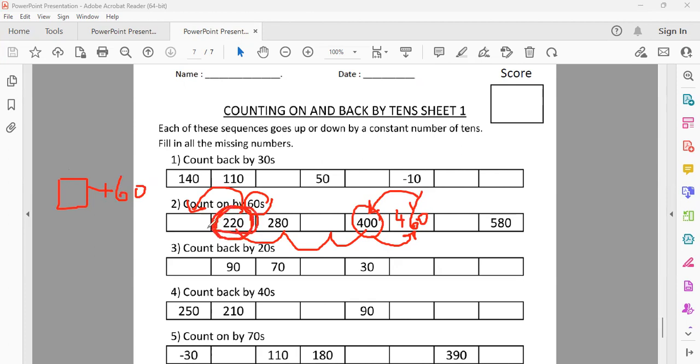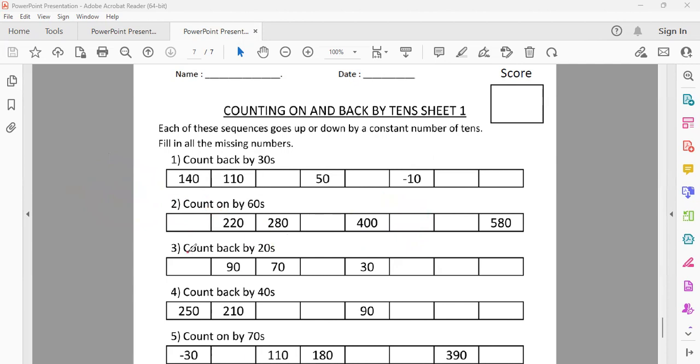So how do I find this something? Take that 220, do the reverse. Go and minus that 60 and go back. You'll find it's 160. 160 plus 60 will give you 220. Similarly, you can complete question number 2 in that way.